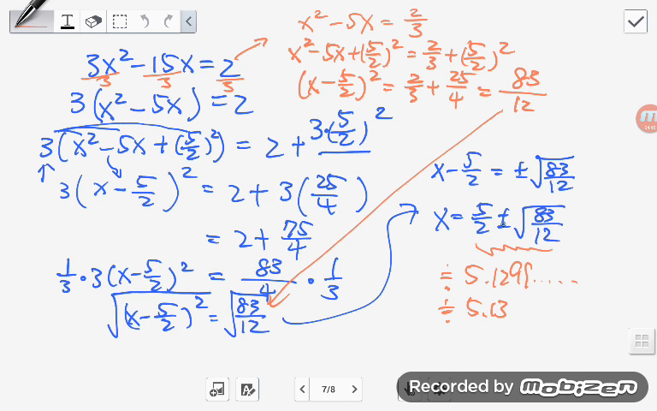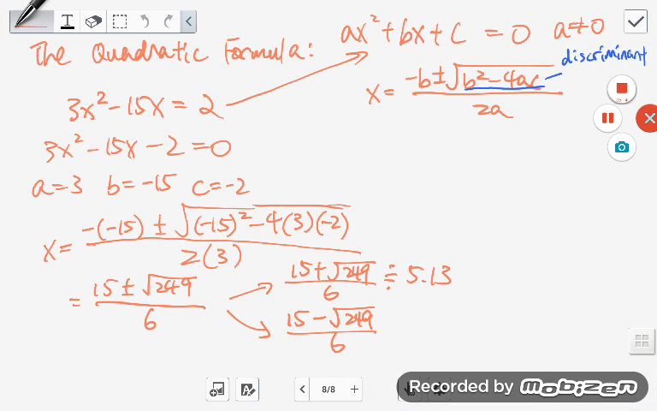Okay. For the negative part, oh, sorry, that was the plus. If you use the plus, you'll get this. If you have 5 over 2 minus the square root of 83 over 12, that would give you something else, something close to negative 0.13. Okay, and if you put this into your calculator, you'll get the same thing, approximately negative 0.13. All right, so there you go. That's how to solve quadratic equations using the quadratic formula. See ya.